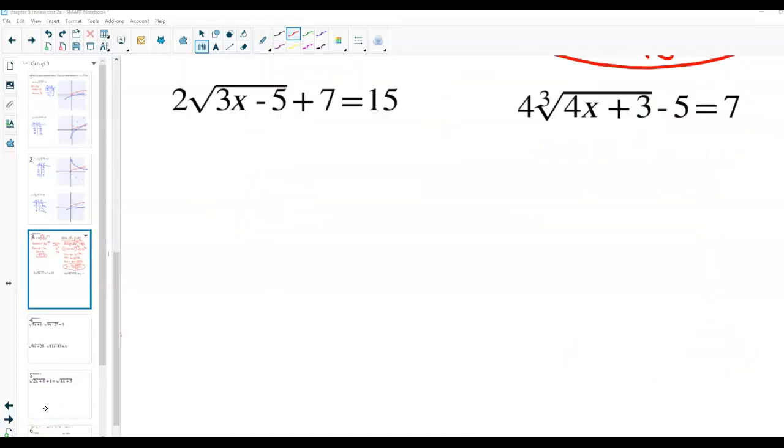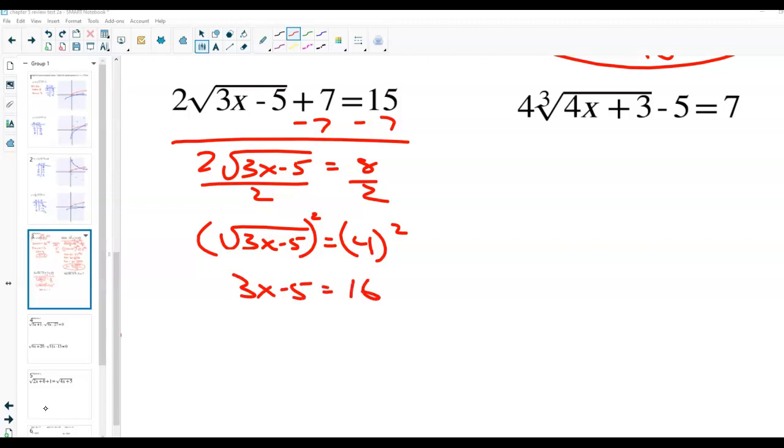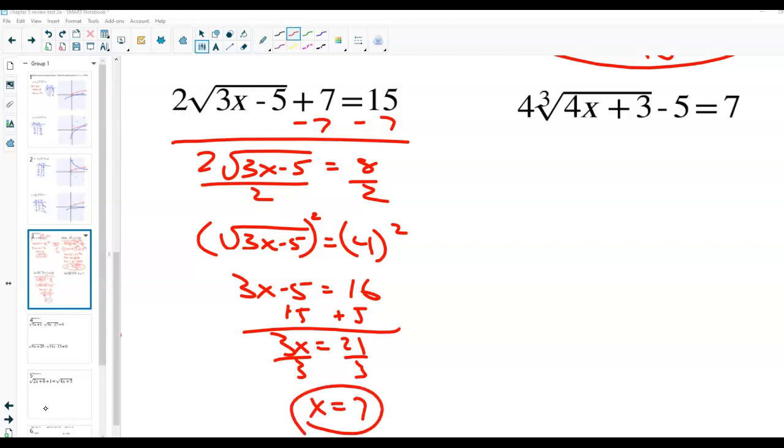Now we have the radical, which is really just a parenthesis raised to the 1/2. I'm subtracting 7. 2 times the quantity 3x minus 5 equals 8. Divide everything by 2. Square root of 3x minus 5 equals 4. We get rid of a radical by squaring it. 3x minus 5 equals 16. We add 5 to both sides. This is basic algebra 1 now. And x equals 7. And plug it in. 3 times 7 is 21, minus 5 is 16. The square root of 16 is 4. 4 times 2 is 8, and 8 plus 7 is 15.